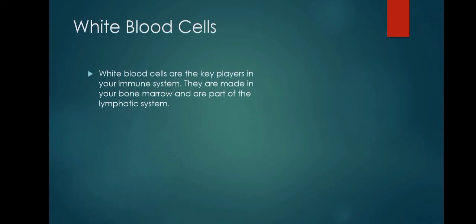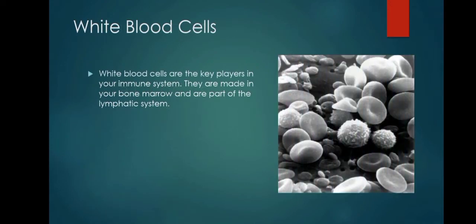When we talk about the white blood cells, they are the key players in your immune system. They are made in your bone marrow and are part of the lymphatic system. White blood cells move through blood and tissue throughout your body, looking for foreign invaders such as bacteria, viruses, parasites, and fungi. When they find them, they launch an immune attack. White blood cells include lymphocytes such as B cells and T cells, natural killer cells, and many other types of immune cells.